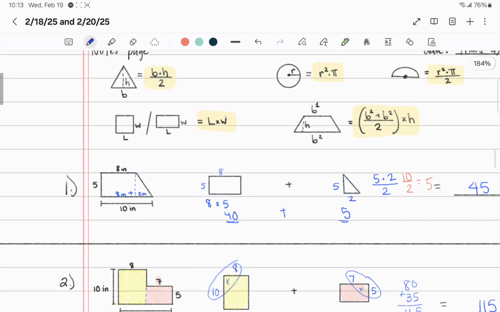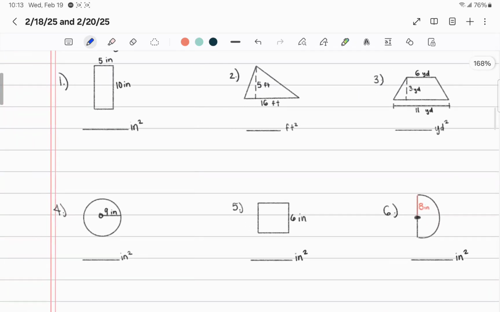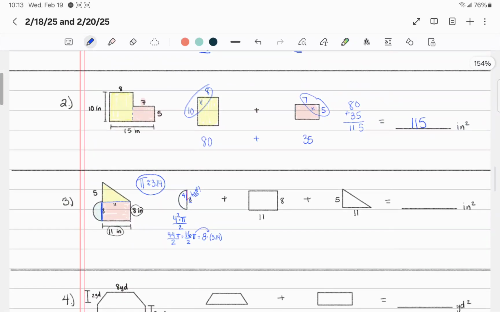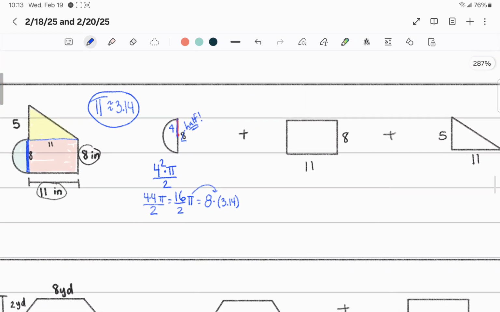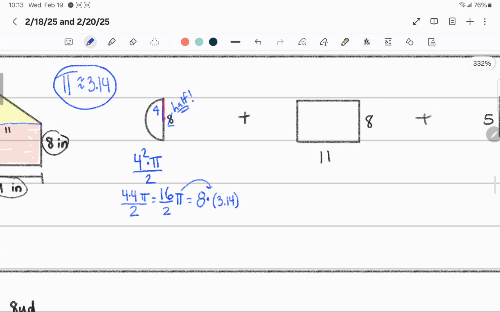Remember that for the semicircle only, we have to replace it. If we were doing these up here, the regular shapes, you don't have to worry about it. But for the irregular ones, you do have to multiply pi times 3.14 for the semicircle. So we're going to multiply this. I multiplied 8 times 3.14 and it gave me 25.12. If you have a calculator, go ahead and use it. If not, then you'd have to just multiply it by hand.